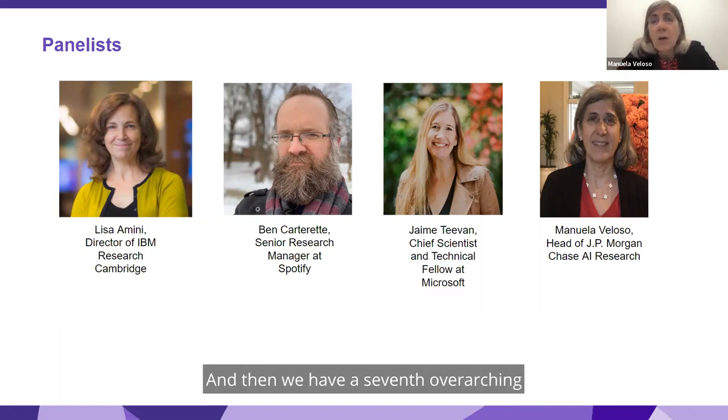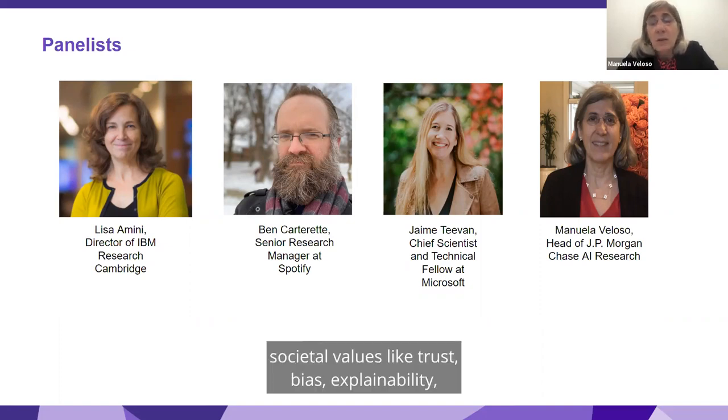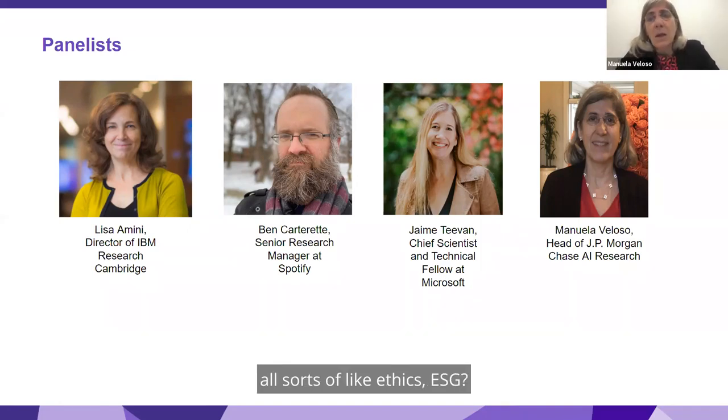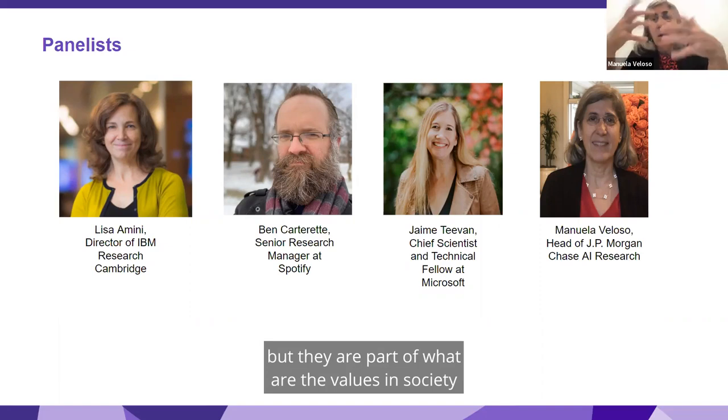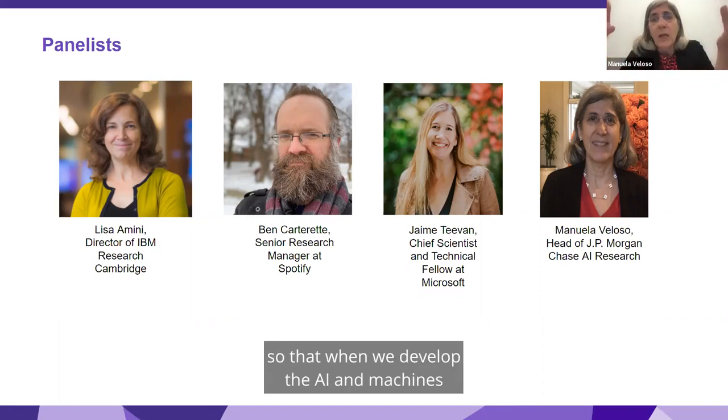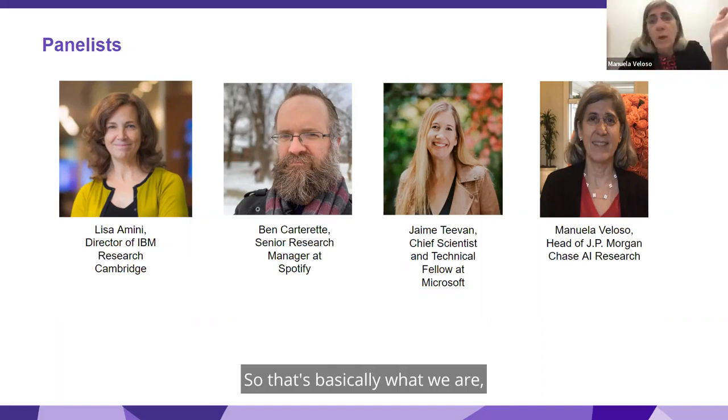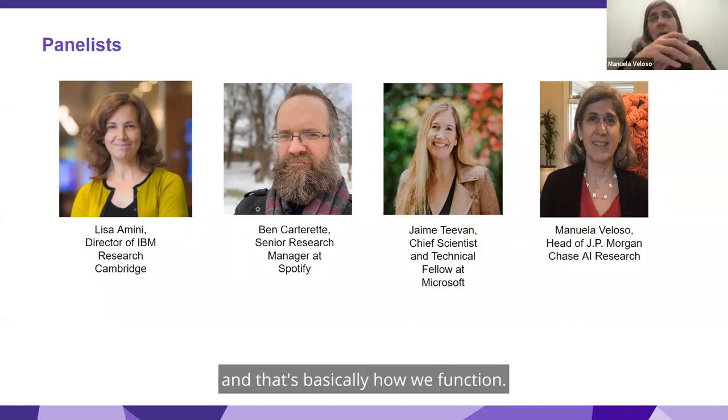And then we have a seventh, overarching research aspirational goal: how can AI include and comply with societal values like trust, bias, explainability, ethics, ESG. All the things that are not necessarily part of the financial industry, but are part of the values in society that we need to abide by. It is an overarching goal, so that when we develop AI and machines that eventually perform tasks in the industry, they comply with these values. So that's basically how we bring research to the company, and that's how we function.